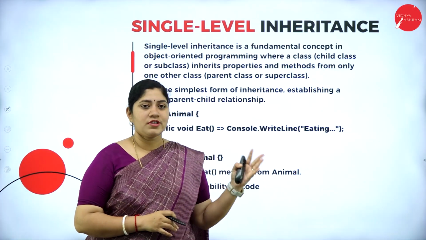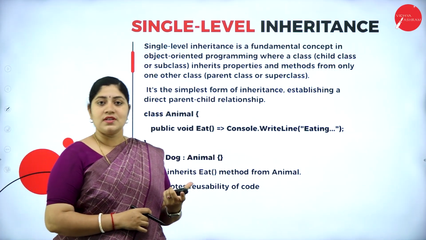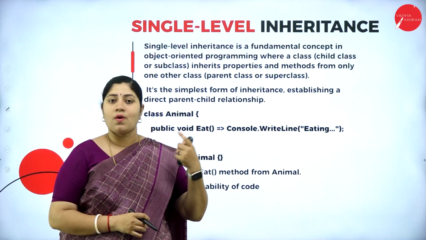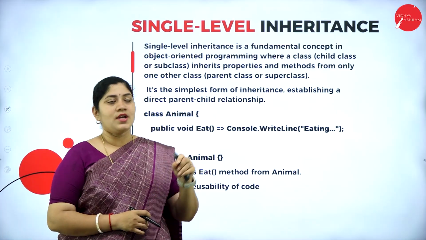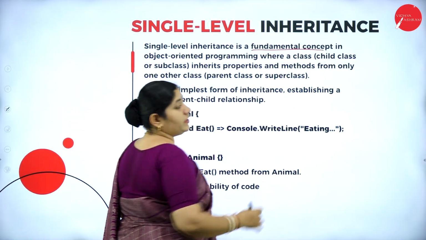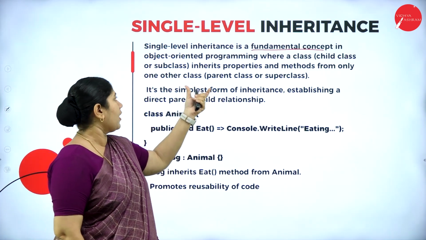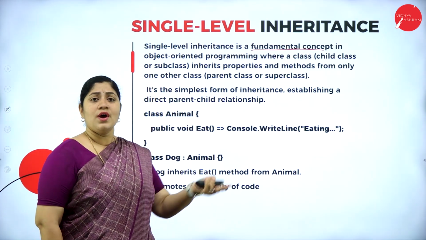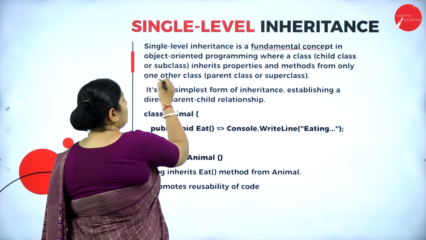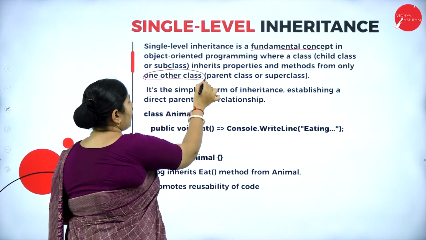Moving forward, over here we have single-level inheritance. As the name says, we will be working with only a single base class. It is a fundamental concept in object-oriented programming, where a class or subclass inherits properties, methods, or behaviors from only one other class. Please note this: only one other class.